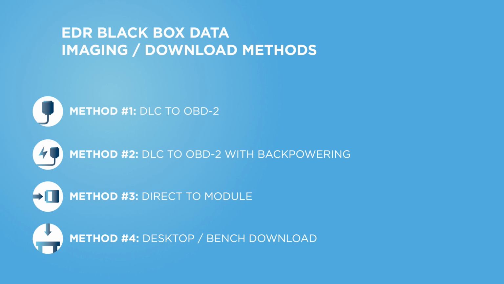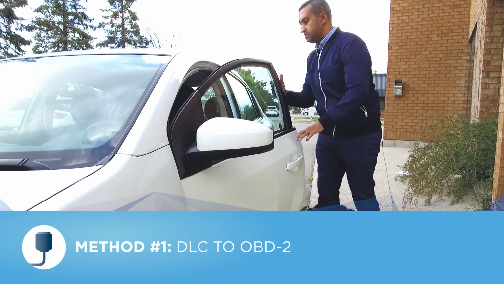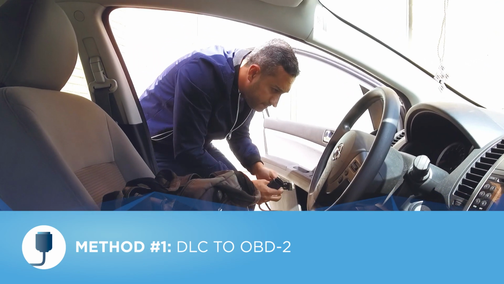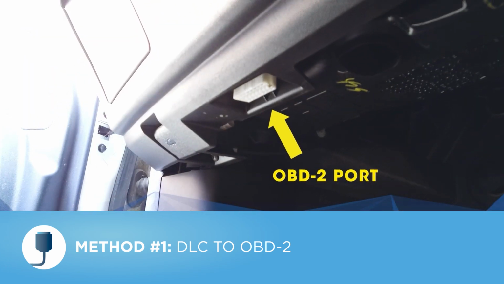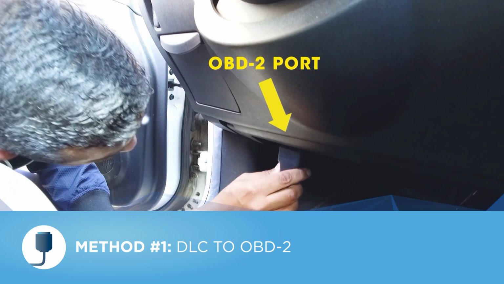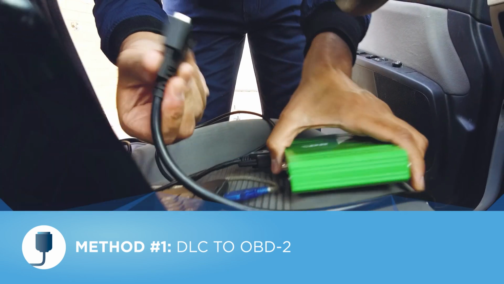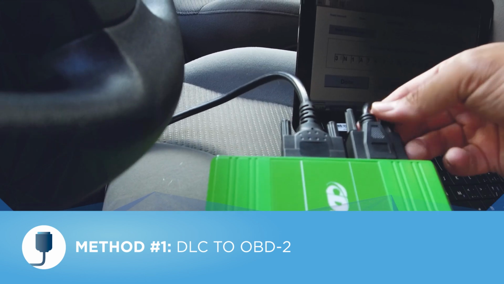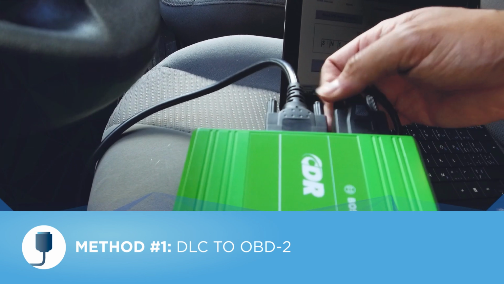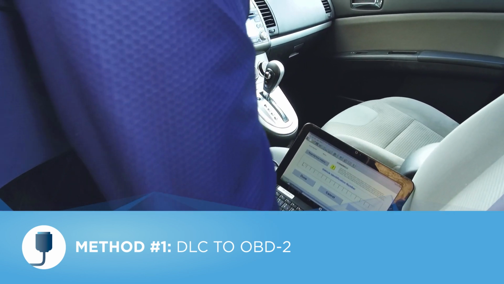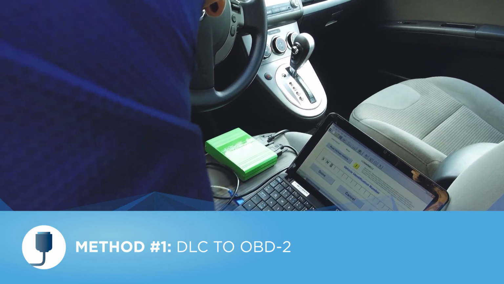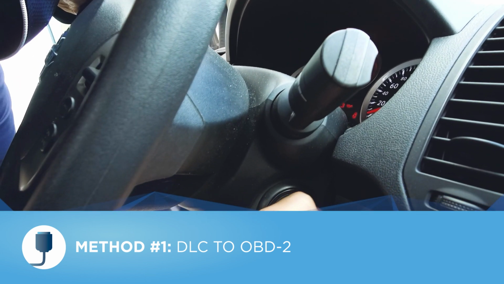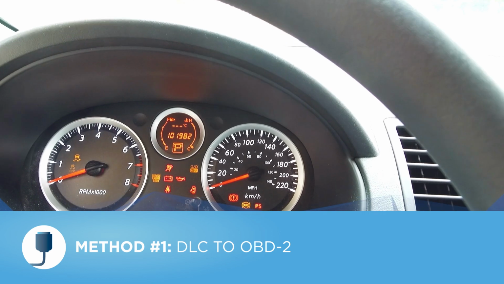The first method involves the expert physically going to the vehicle and setting up what is called a DLC download through the OBD2 port. DLC is the name of the type of cable used, and the OBD stands for Onboard Diagnostics. OBD systems give technicians access to various vehicle subsystems, including the black box. This DLC to OBD method requires that the black box has a power supply.